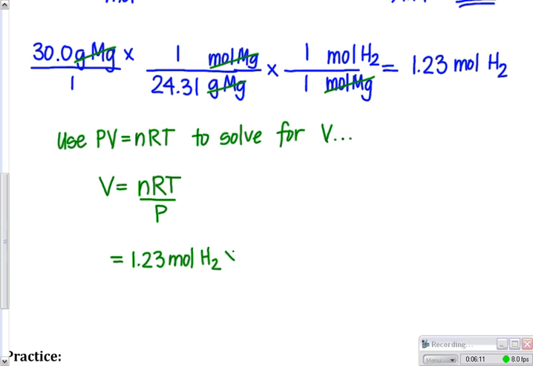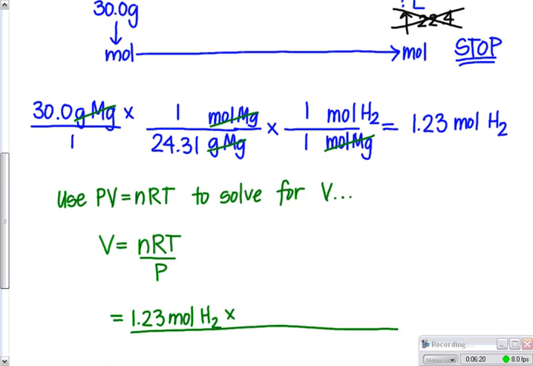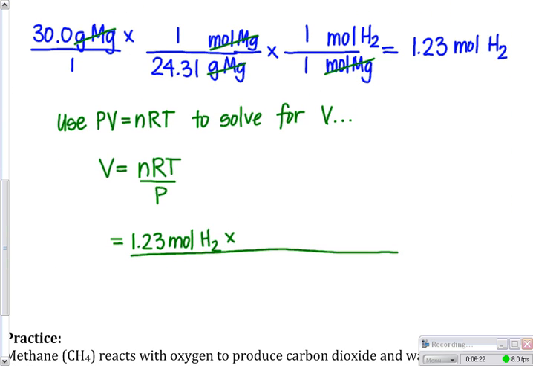Going back to the original problem, we were given a pressure and a temperature. The pressure was given as 0.75 atmospheres. So on the bottom, I'm going to put 0.75 atmospheres. The temperature was given as 28.5 degrees Celsius, which is the same as 301.5 Kelvin. Remember, when we use the ideal gas law, we have to use kelvins.